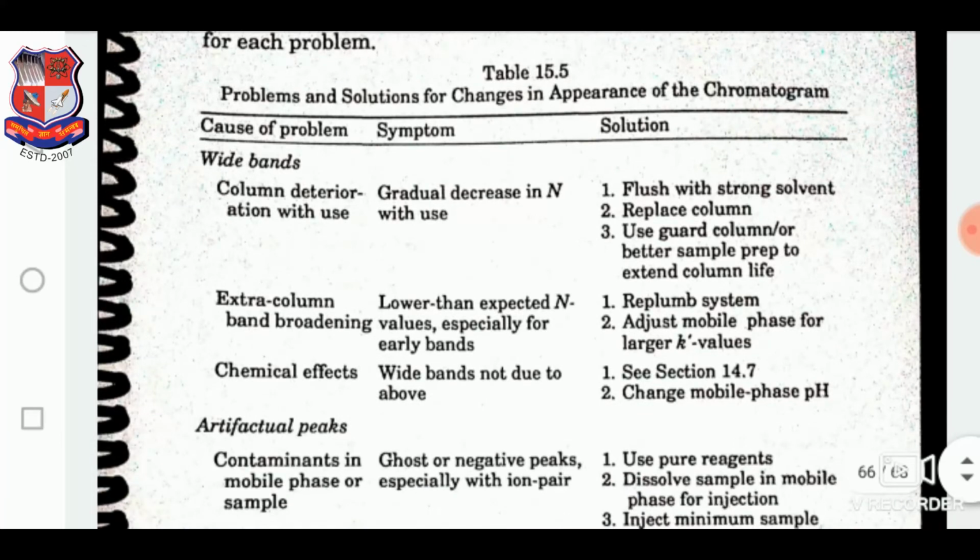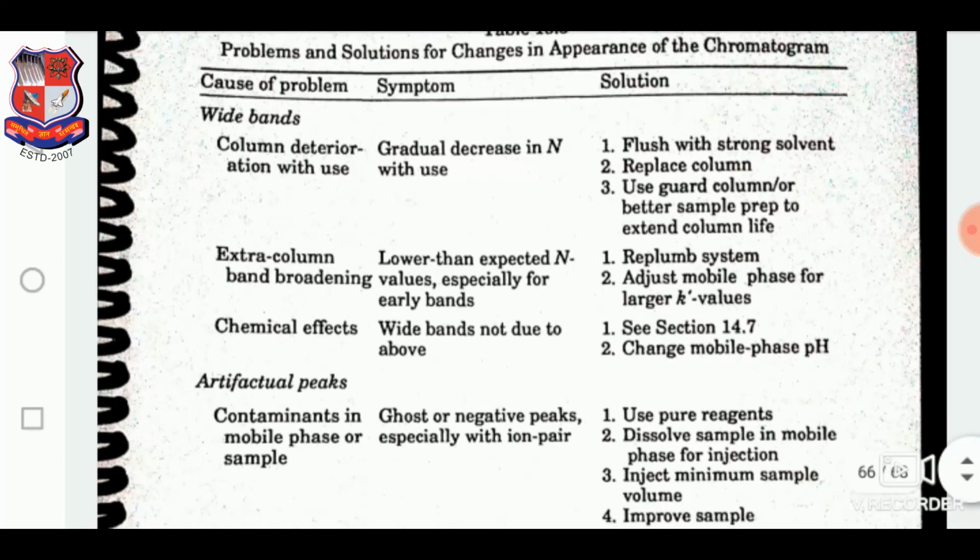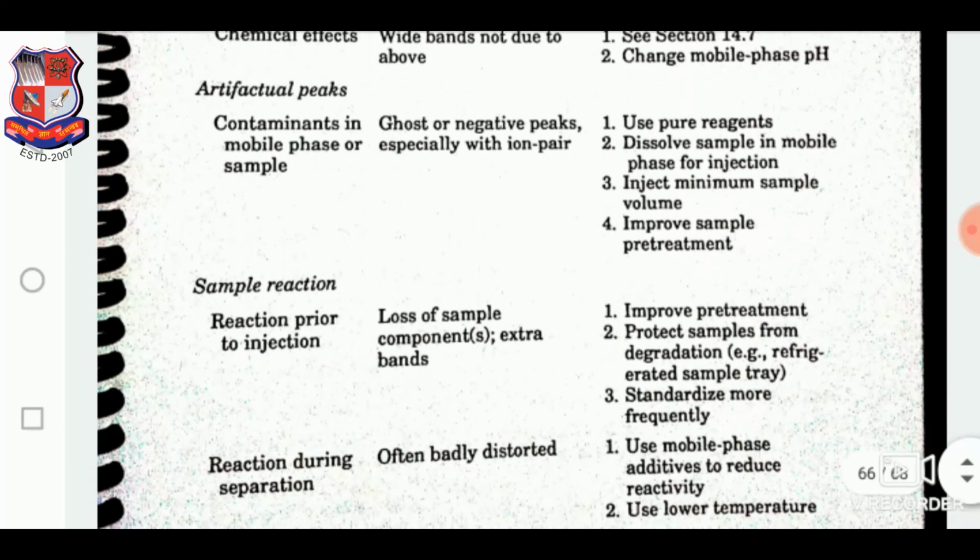So lastly, we have to summarize all the things: the cause of the problem, the symptom, and the solution. Bands are observed due to column deterioration with use. We have to flush the system with a strong solvent, replace the column, and use a guard column or better sample preparation to extend the column life. These are the possible causes and solutions.